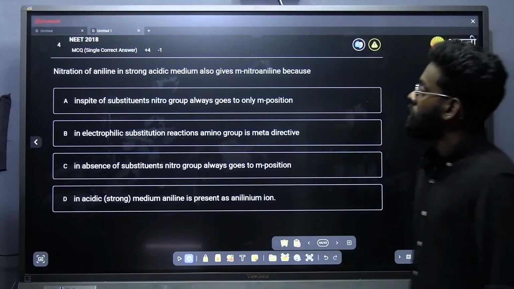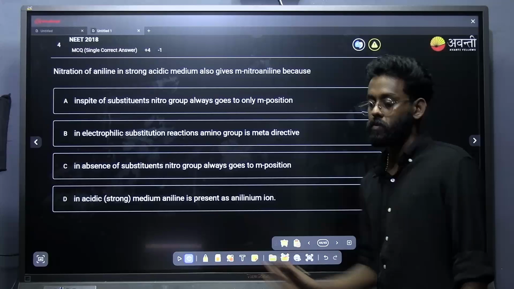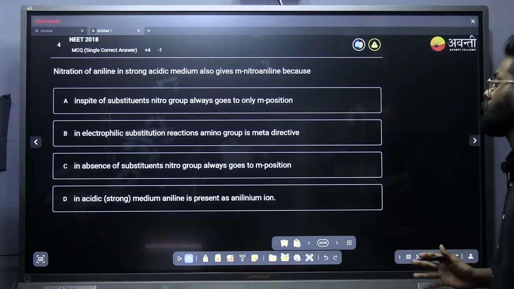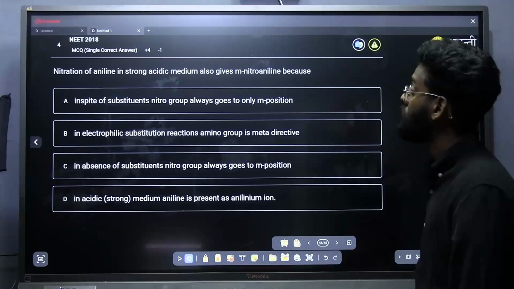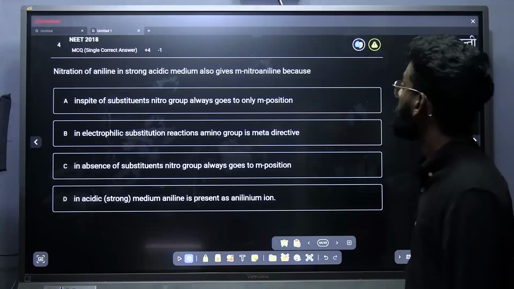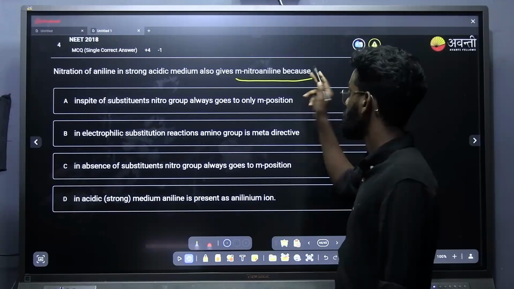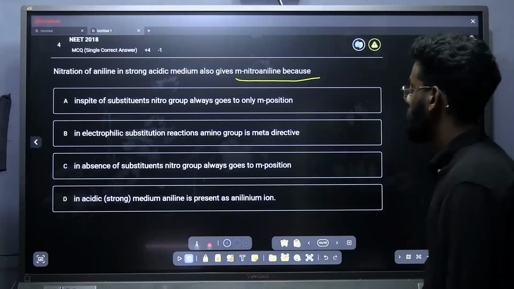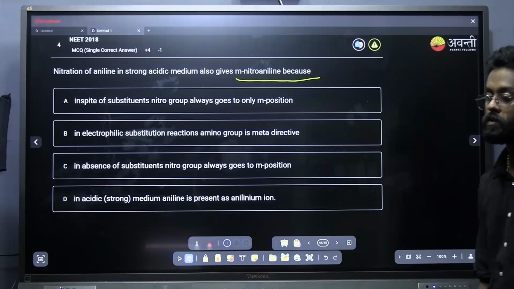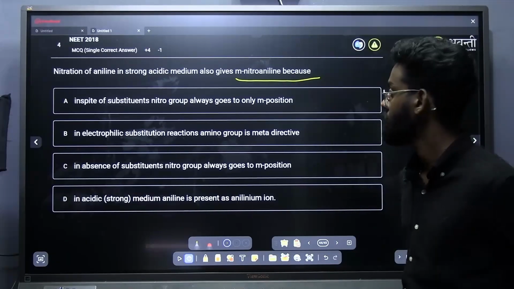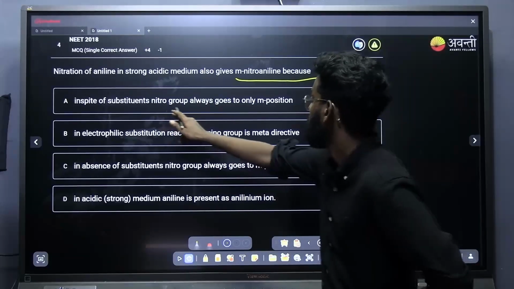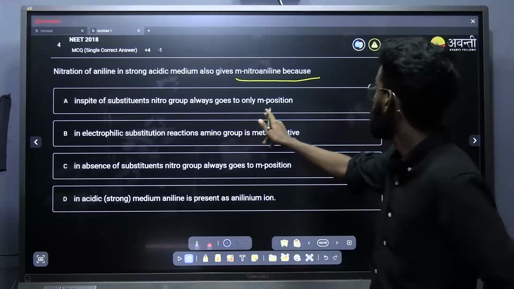Okay, here is another question. Already we discussed this in the class. Go through it and give me the answer. Nitration of aniline in strong acidic medium also gives meta-nitroaniline. What is the reason? Just now we discussed this. A, B, C, D. In spite of substituents, nitro group always goes to only meta position.